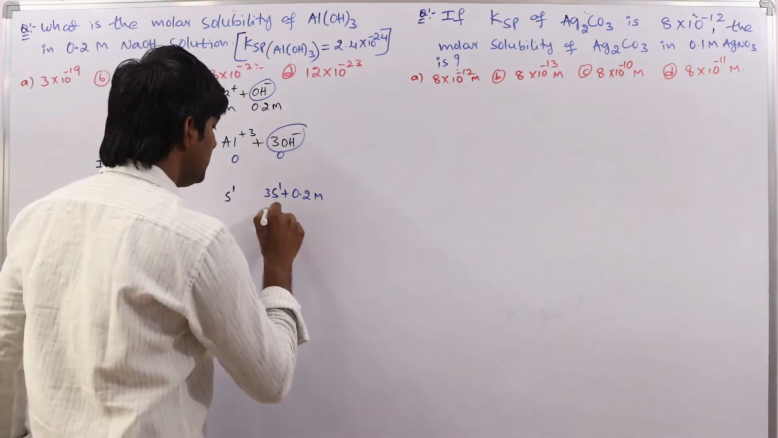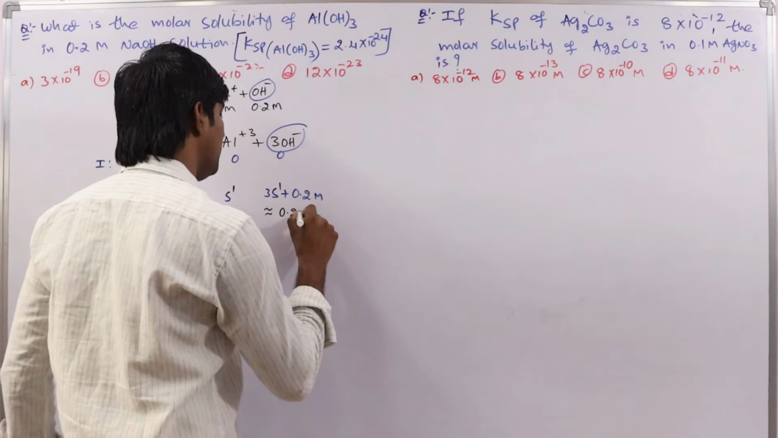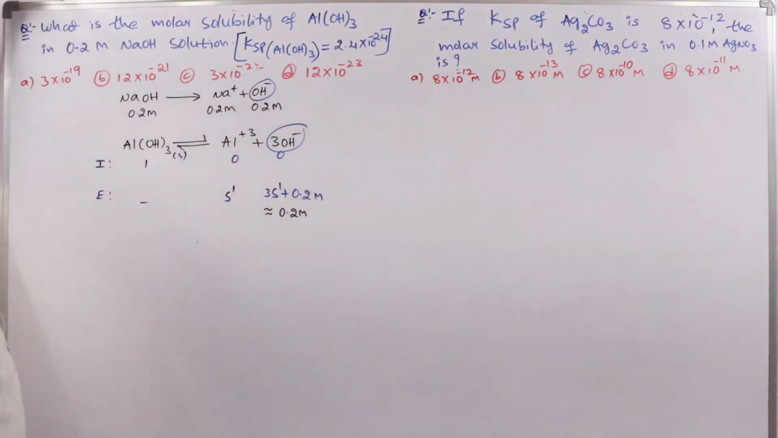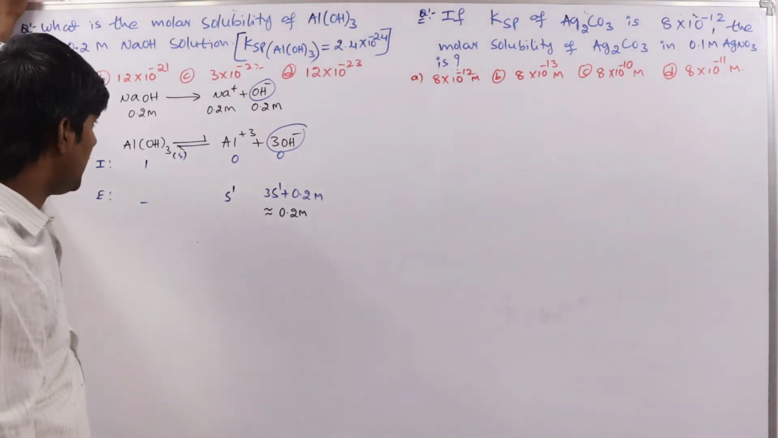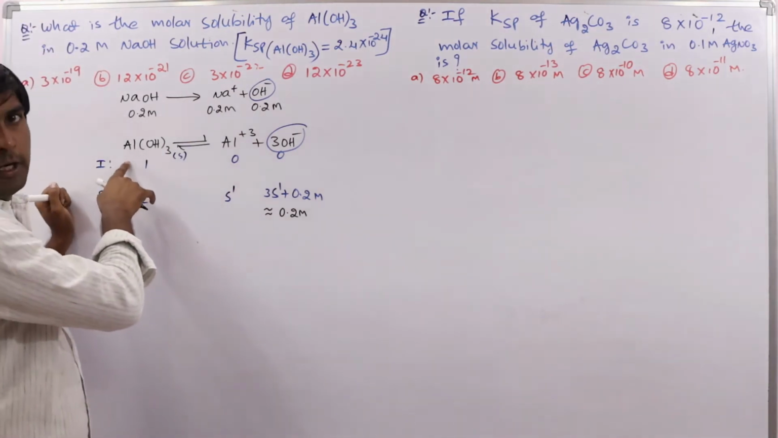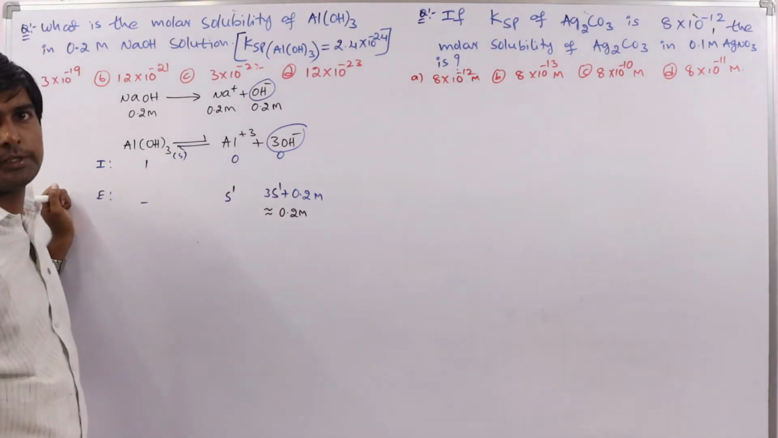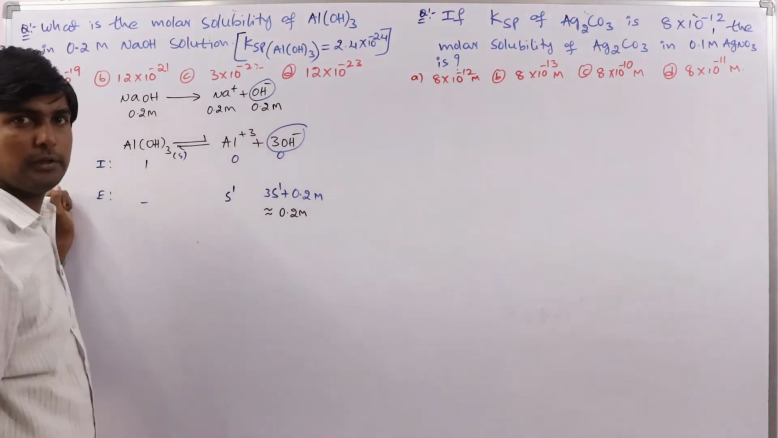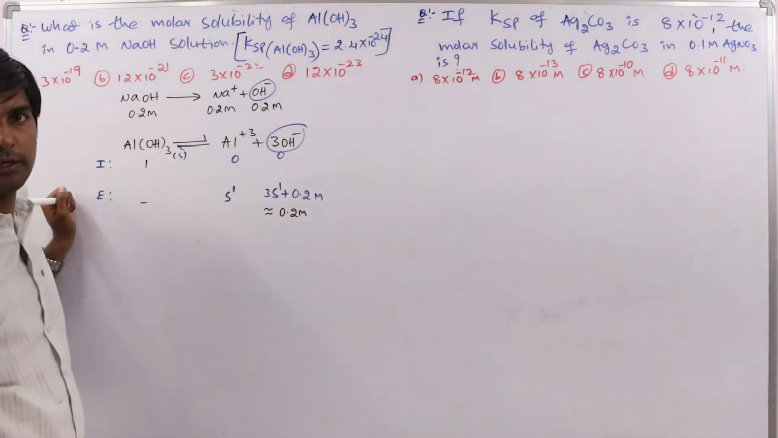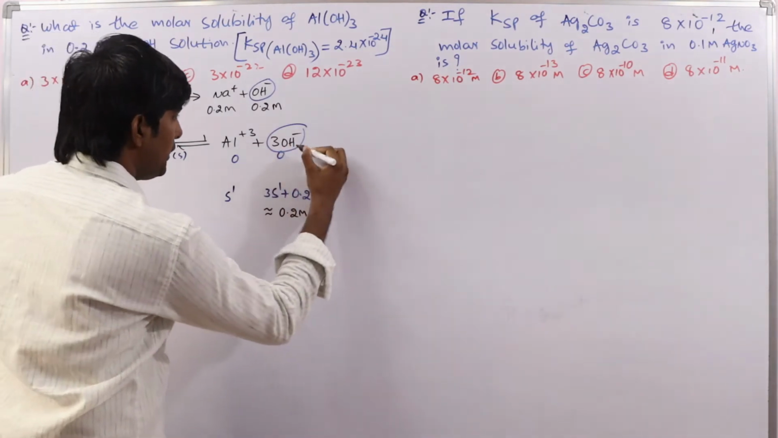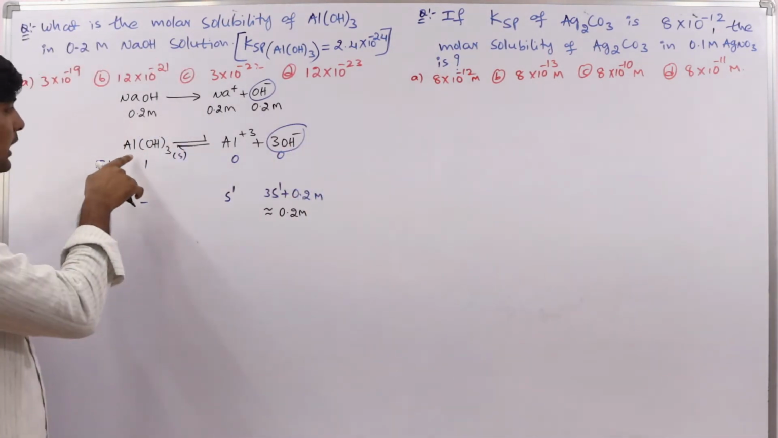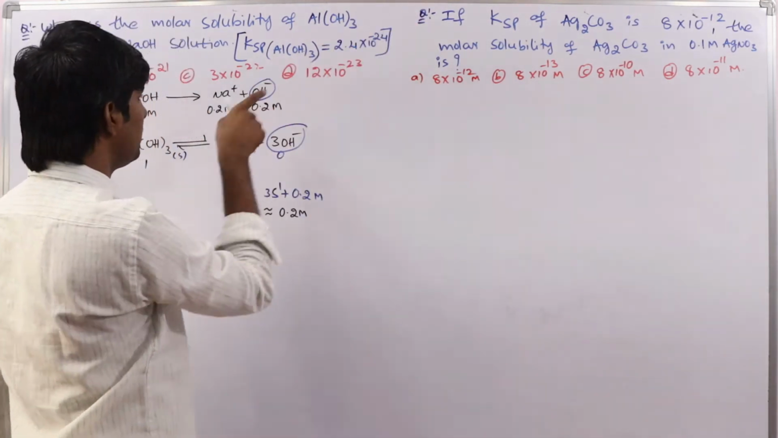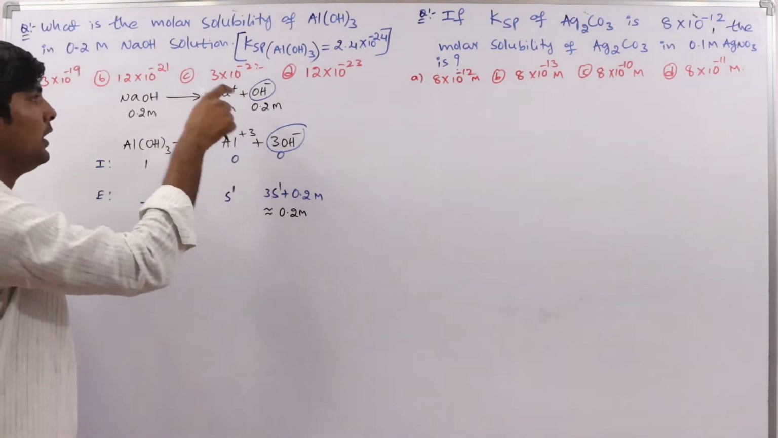But here, this is almost equal to 0.2 molar. What is the reason? This is the common ion effect. It is a weak electrolyte, meaning it undergoes less dissociation, and in the presence of NaOH we have a common ion, so its dissociation further decreases. So the contribution of OH minus ions from the aluminium hydroxide is very small, negligible when compared to the OH minus ions coming from the strong electrolyte.